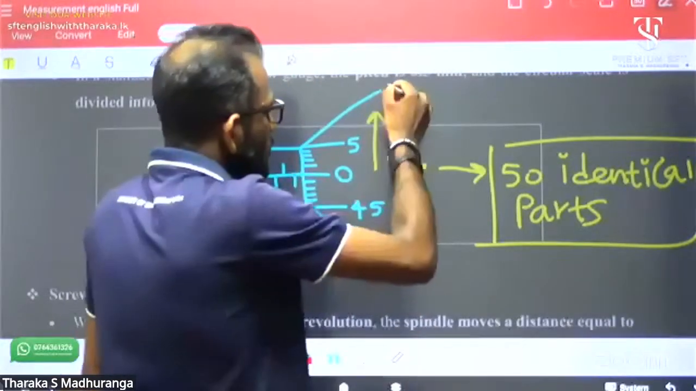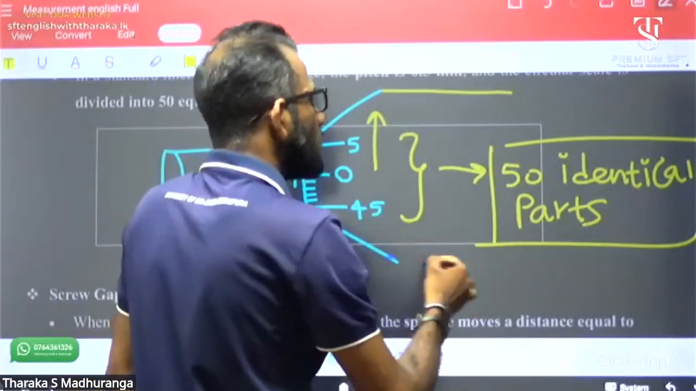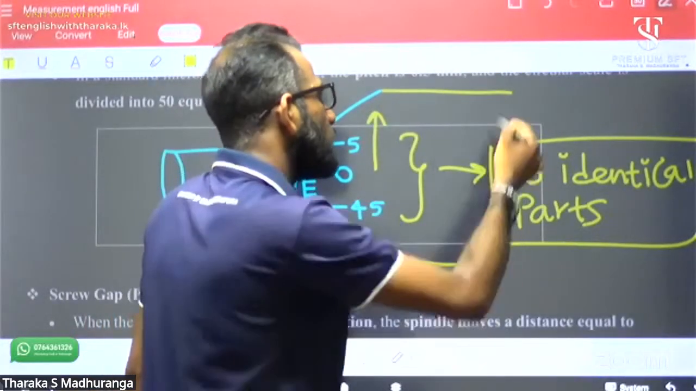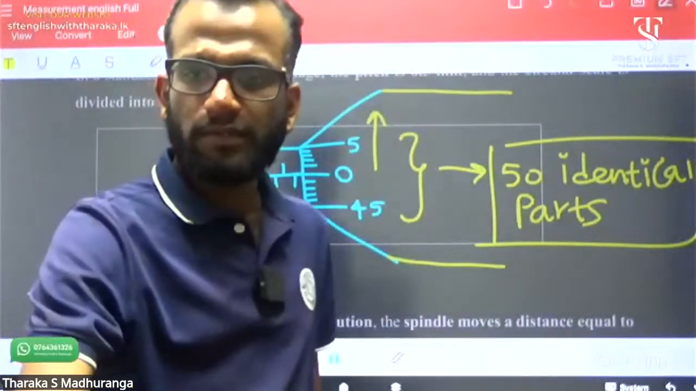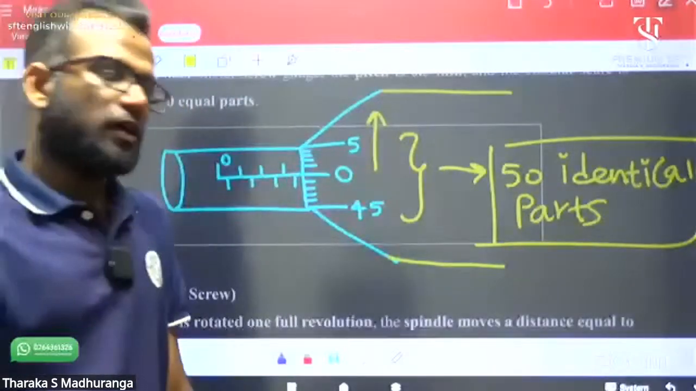Okay, this is a circular scale. After that, this is a thimble. This is a thimble, and finally, thimble head. Thimble head. Done. Okay.